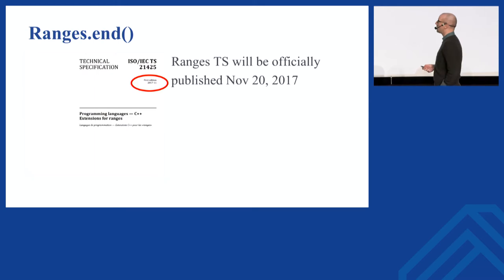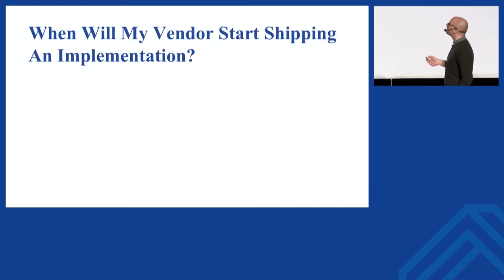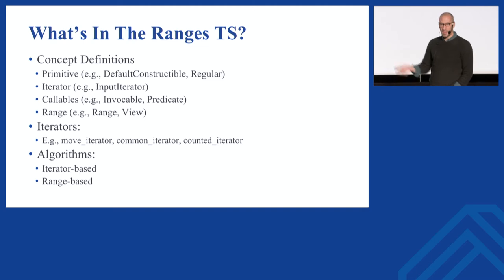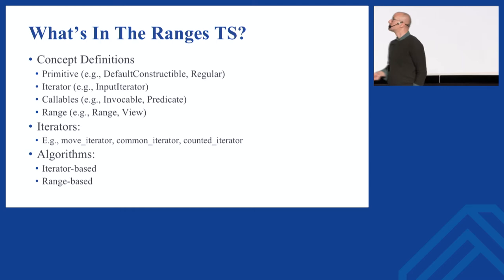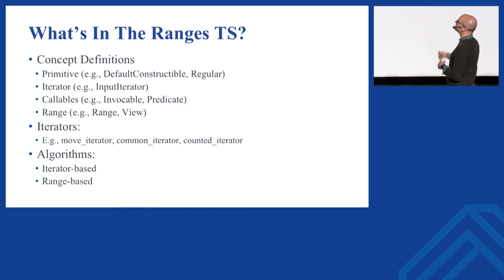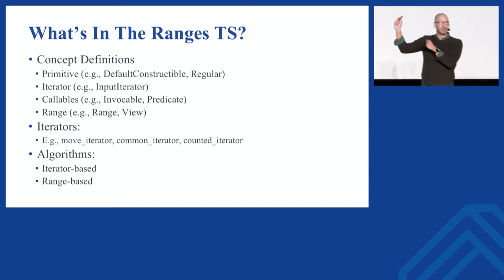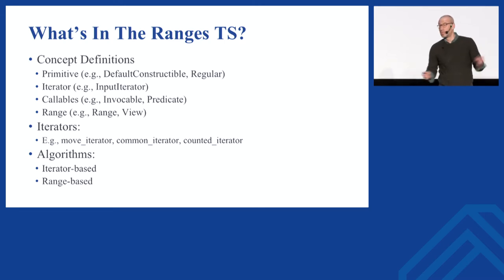So I'm going to talk a little bit about what ranges are and what's in the Ranges technical specification. What's in the Ranges TS? Concepts. The Ranges technical specification is built on top of another technical specification called the Concepts TS. Concepts are a way to let you say in code what the type requirements are for your generic programs, your templates. So we've got primitive concepts, iterator concepts, callable concepts, and of course range concepts, because it is the Ranges TS after all. You get a couple of iterators that work really well with these concepts and algorithms: the move iterator, common iterator, and counted iterator. And you get all of the algorithms that are in the standard template library, but in two different flavors. Iterator-based, as we all know and love, and range-based.